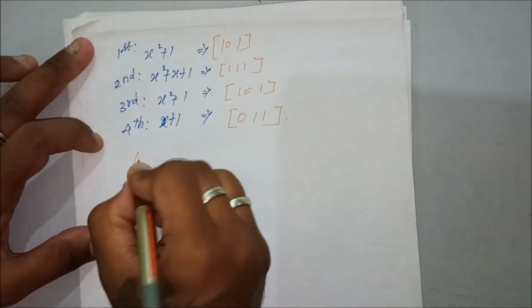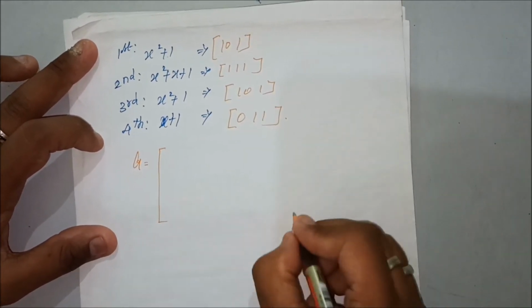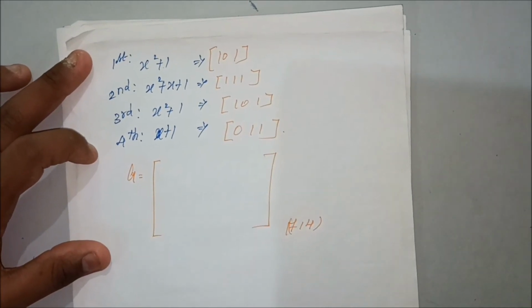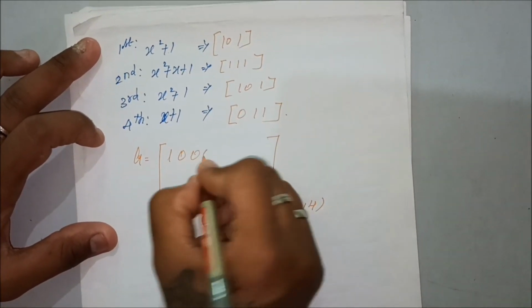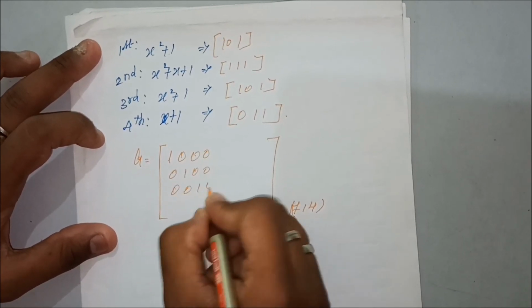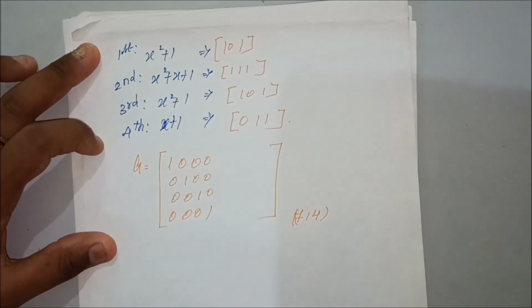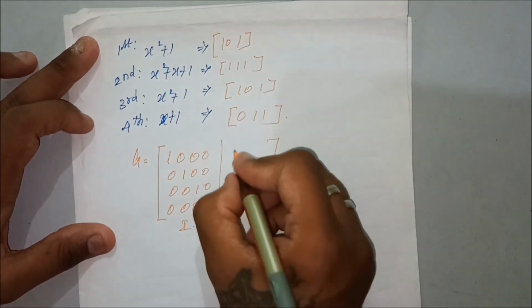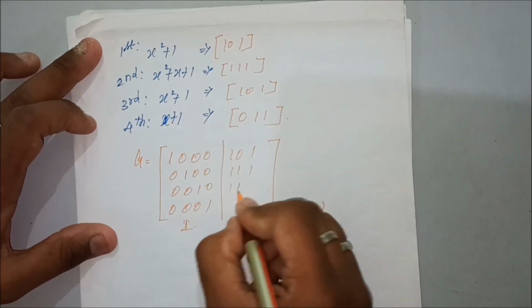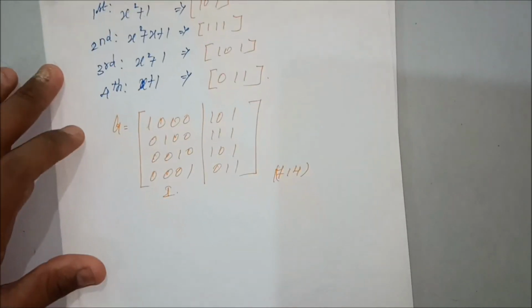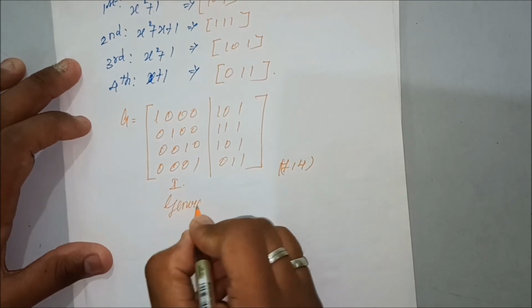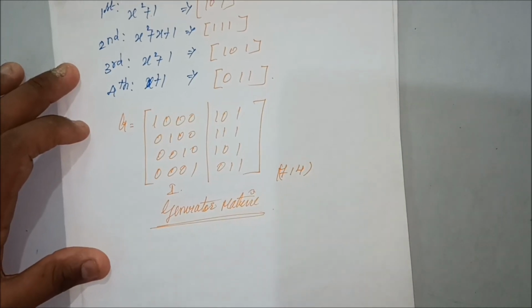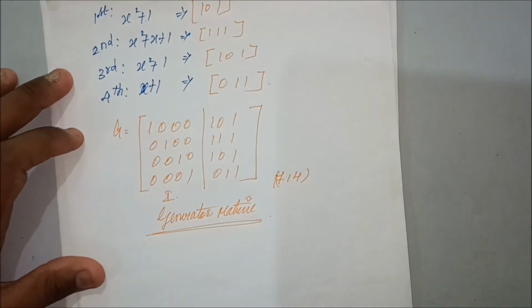Now I am going to construct my generator matrix. You know that it is a (7,4) code, so it should have 4 rows and 7 columns. So 1 0 0 0, 0 1 0 0, 0 0 1 0, 0 0 0 1. This is the identity matrix which you already know. And the parity matrix we have just calculated as 1 0 1, 1 1 1, 1 1 0, 0 1 1. So this is the required generator matrix. This is how we have to calculate the generator matrix if g of x is given to you.